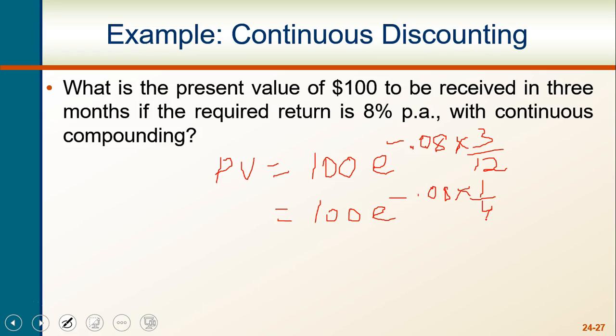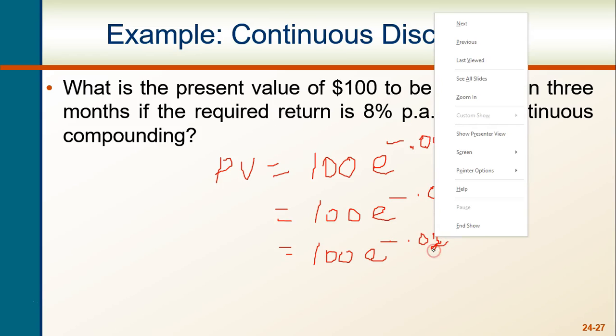Which will basically mean now 100 multiplied by e raised to the power of minus 0.08 times 1 over 4, will mean minus 0.08 divided by 4. So that will be equal to 0.02, I believe. e raised to the power of minus 0.02. So it boils down to now finding out the value of e raised to the power of minus 0.02.